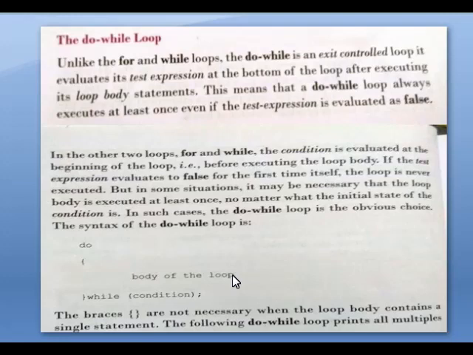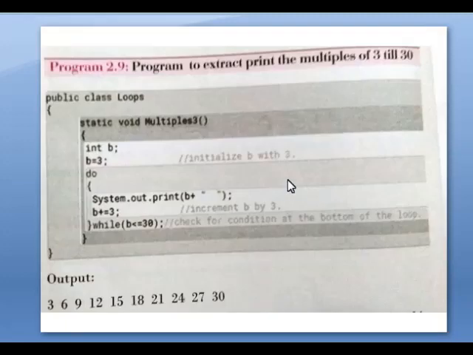The next one is the program. See here, the initial value of b is 3. Okay, so it will print the value 3. What is the program? We are going to write the multiples of 3. So here it increments the value also, b equal to b plus 3. 3 plus 3 means 6.